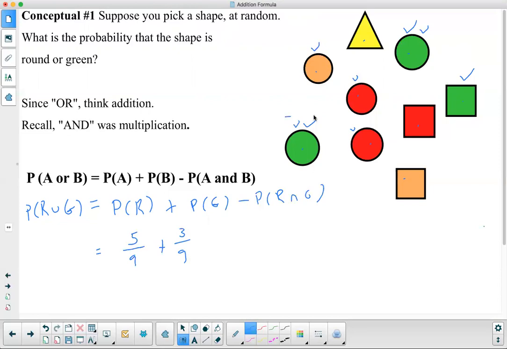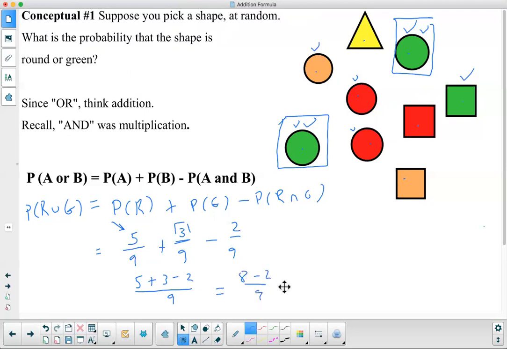But notice this. When we counted the first 2 of the green objects, we had already taken them into consideration when we were counting the round objects, which means that this 3 overcounted. How many did it overcount? It overcounted by 2. That's why you subtract the probability of A and B, because this number is too big. So this gives us 5 plus 3 minus 2 over 9, or 8 minus 2 over 9, or 6 over 9. So the probability of round or green is 6 out of the 9.